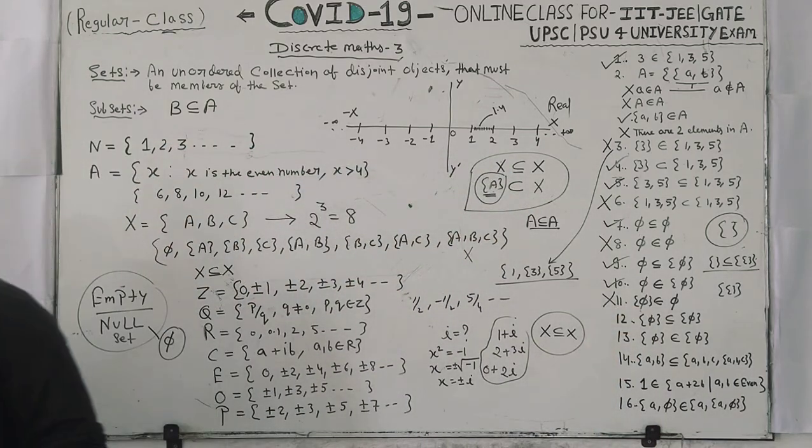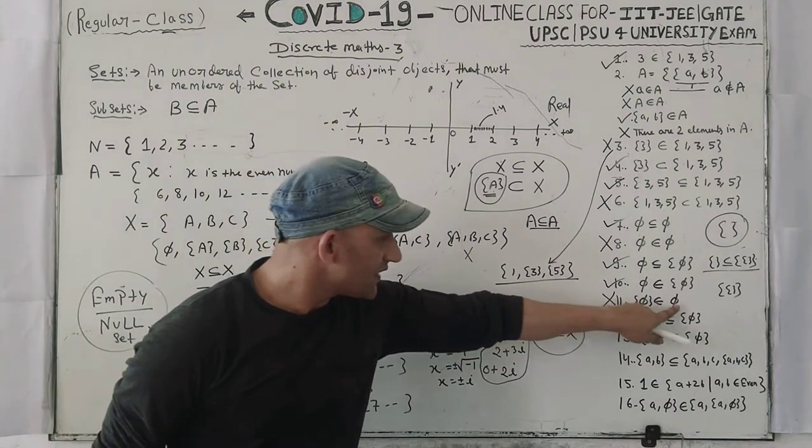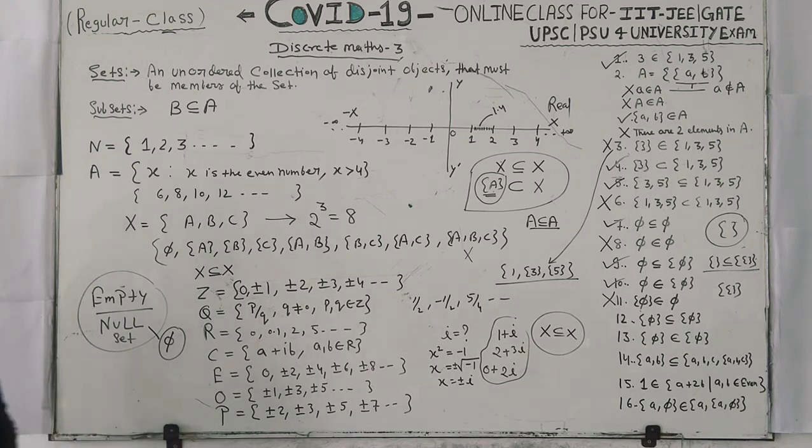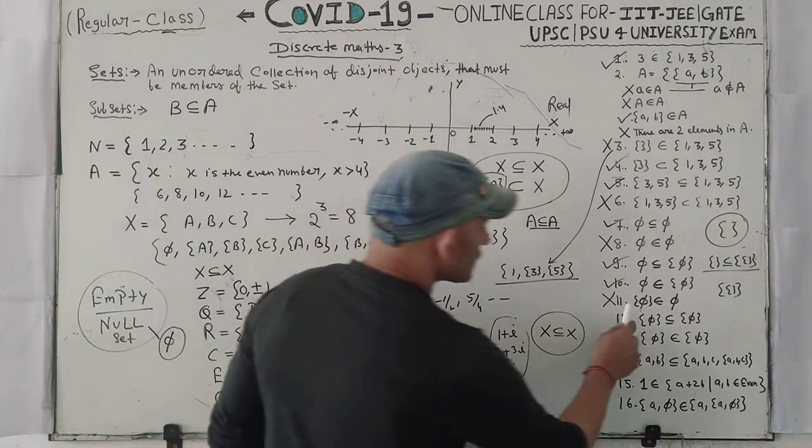Question number 11. So {5} is the set containing 5. 5 is an element, whereas the null set is the set containing no element. Therefore the statement, that 5 is a member of the set, is incorrect.